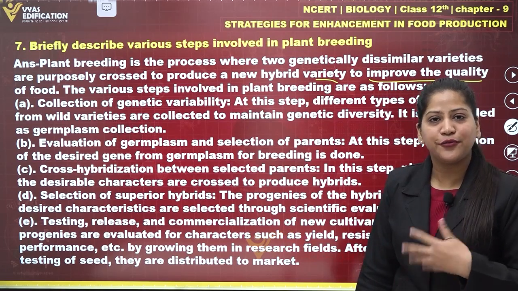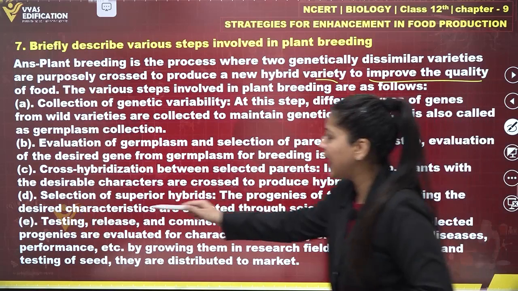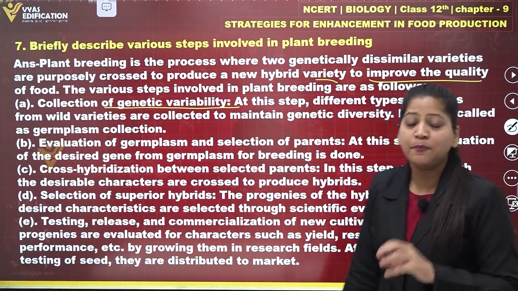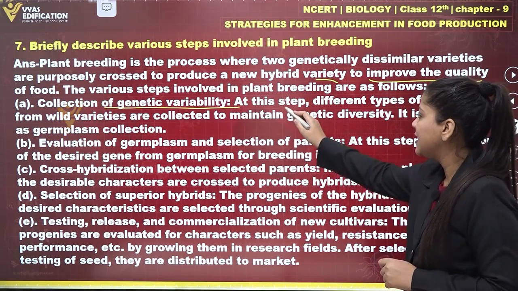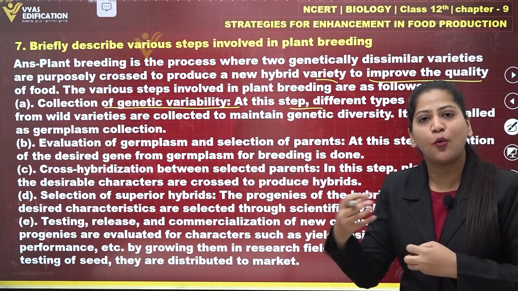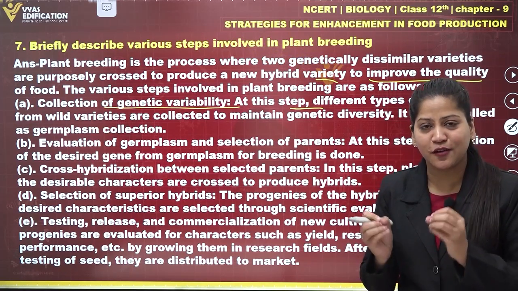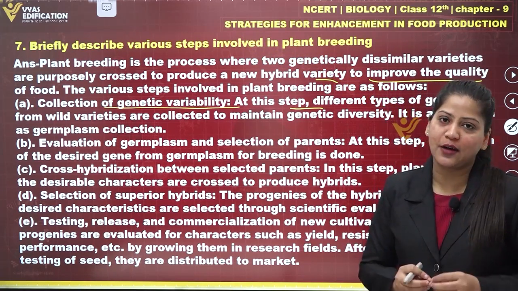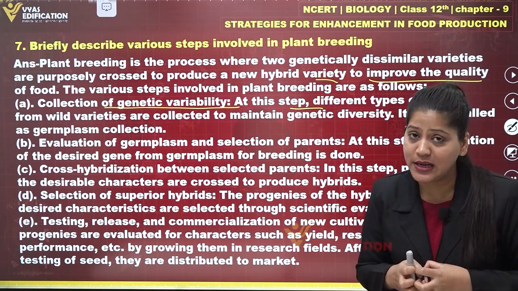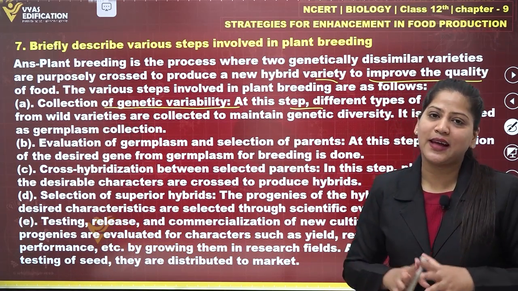Now in this we have various steps, and the first step in plant breeding is the collection of genetic variability. Now in this step, what happens? In this step we collect different genes from wild varieties of plants to maintain the genetic diversity. So the first step of plant breeding is to collect the genes from wild varieties of plants to maintain the genetic diversity.